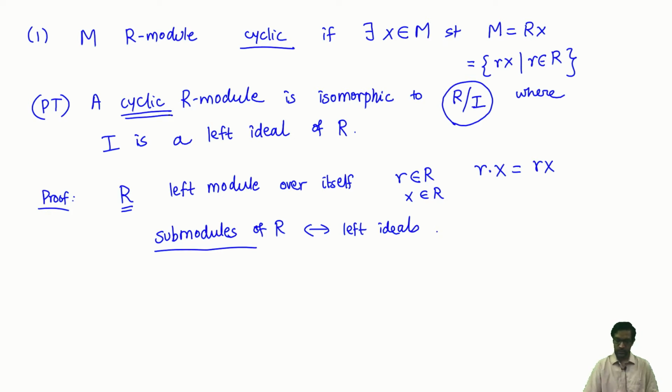So let's prove this. What did we say a cyclic module was? The best way to prove this really is to set up a homomorphism. We have a module M which is known to be cyclic, which means there is a single generator x. Now let's define a map from R to M. Let's call this map phi. To each element r of the ring, it associates the element rx. Recall x is the fixed generator of M. So define this map r going to rx.